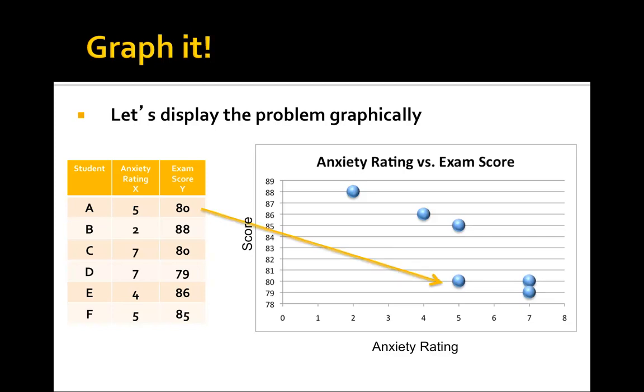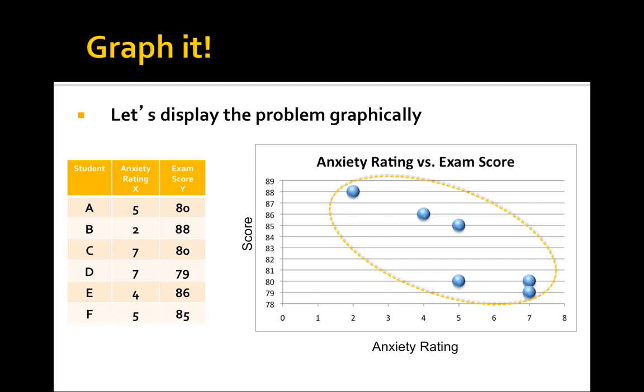Here we have the anxiety rating for student A, who has an anxiety rating of 5 and an exam score of 80. We will look at plots for each of the different students and see how they lay out in the graph. We can then see that the overall relationship appears to be a negative relationship, with higher exam scores relating to lower anxiety rating scores, and therefore higher anxiety rating scores relating to lower scores on the exam.